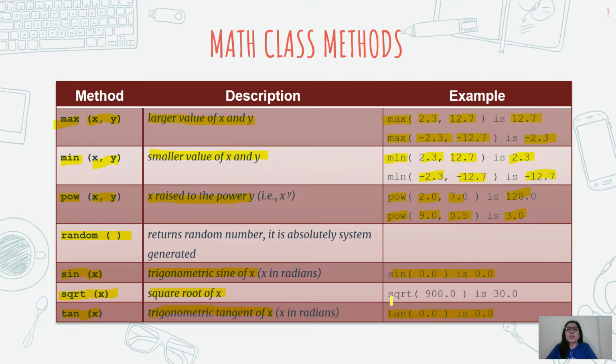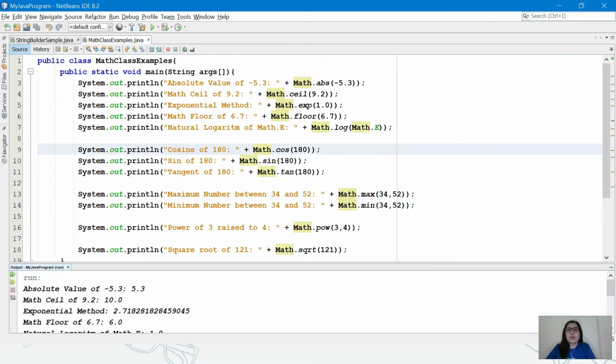In this example, we have square root of 900. So, the answer is 30. For example, square root of 49, the answer is 7. So, we have here example programs implementing the Math class methods. So, that's it.